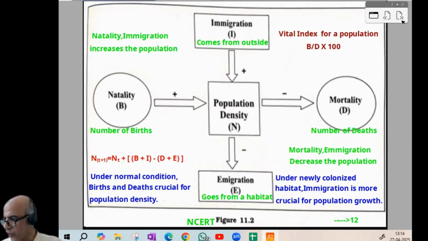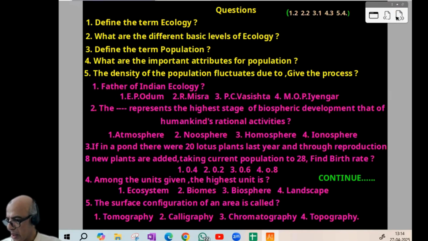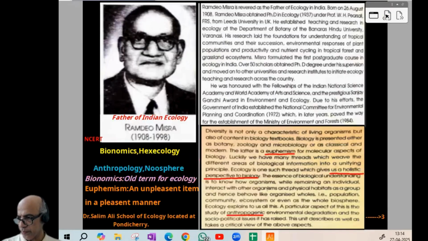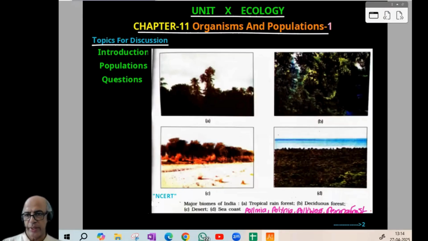After that, 5 theory questions, 5 NEET model questions with the key. So what all things did we discuss in this episode? We can just revise. Unit 10 Ecology, Chapter 11 Organisms and Populations, first part, introduction, population questions. And on the first page, we just passed through the different major biomes of India.